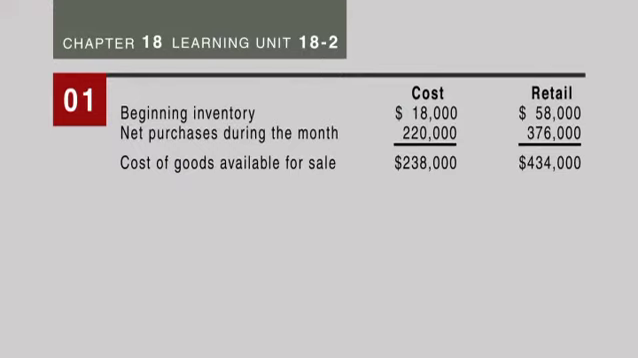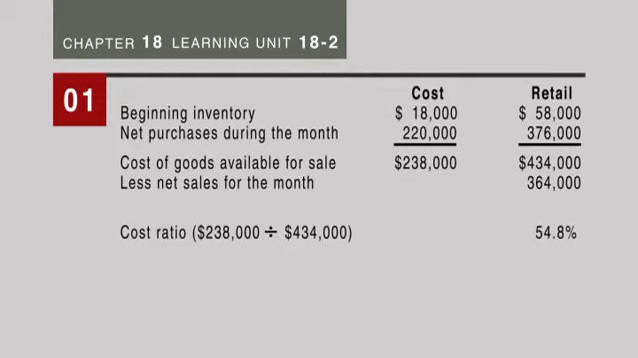If we take the cost total of $238,000 divided by the retail total of $434,000, we are going to get 54.8% rounded to the nearest tenth. So in order to value our ending inventory, we're going to take the net sales for the month of $364,000, subtract that from the retail amount of $434,000, and we end up with $70,000.